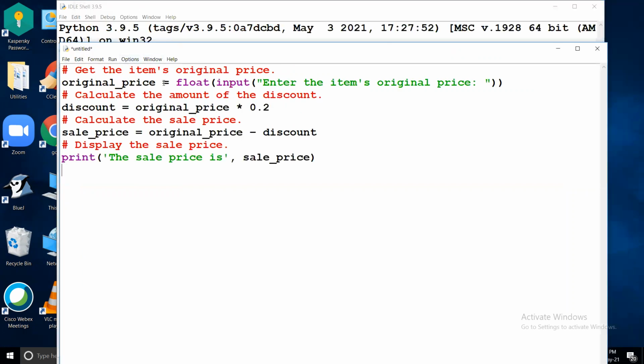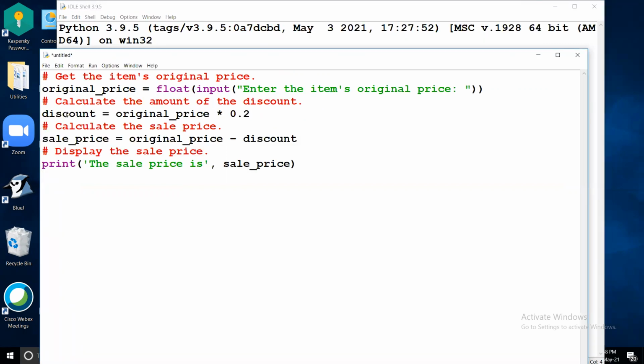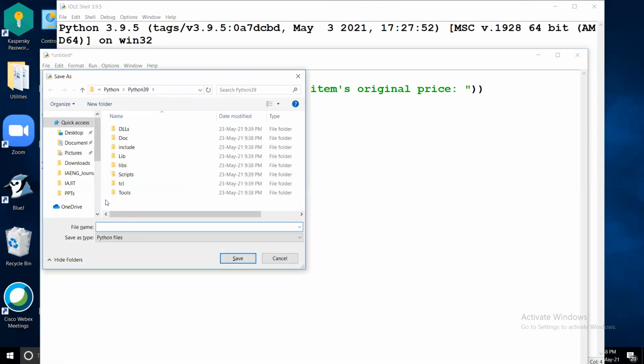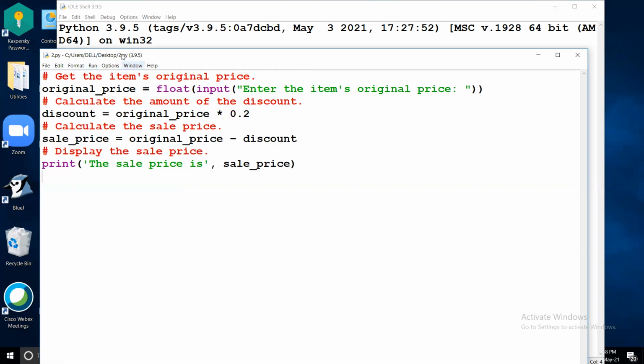If you want to increase the size of this particular window, it is also possible. You can use this zoom. Right, I hope it is visible. Now you need to save this file to run it. So I'll save it as program number 2, 2.py. You can see it here. The file is saved as 2.py.